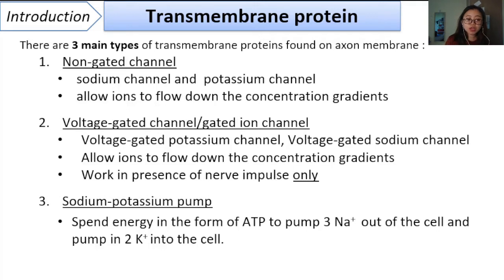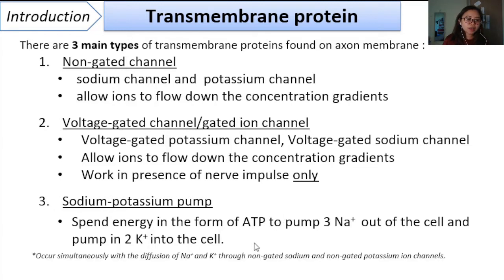And lastly, number 3, sodium-potassium pumps will spend energy in the form of ATP to pump 3 sodium ions out of the cell and then pump in 2 potassium ions into the cell. Ini yang akan buat active transport yang menggunakan tenaga dalam bentuk ATP. This sodium-potassium pump is also the same thing that you've learned in the previous semester and perhaps even in middle school before you came into matrics. These three types of transmembrane proteins can occur simultaneously with the diffusion of sodium and potassium ions through non-gated sodium and non-gated potassium ion channels.